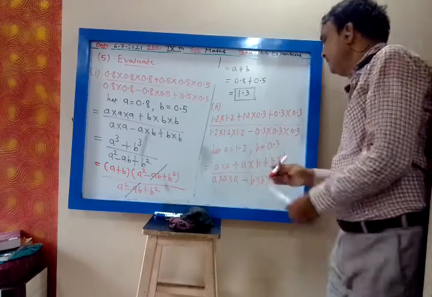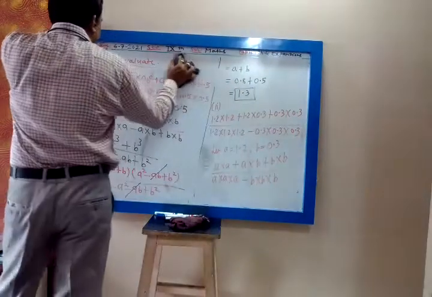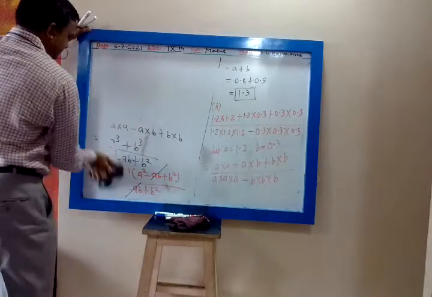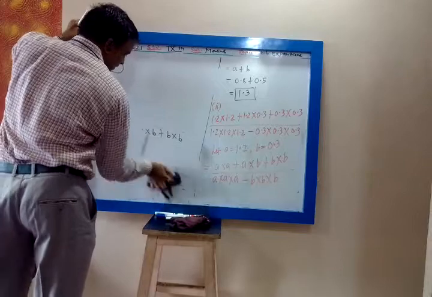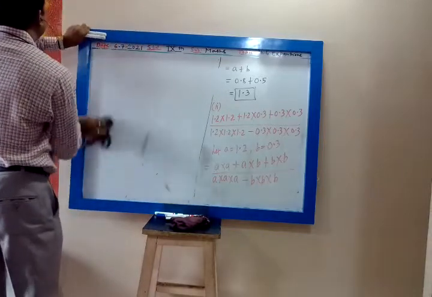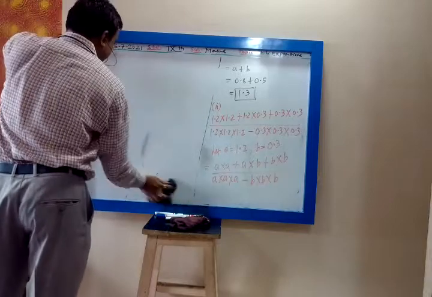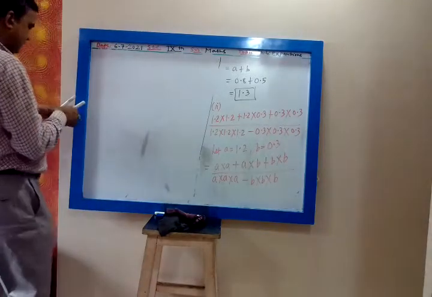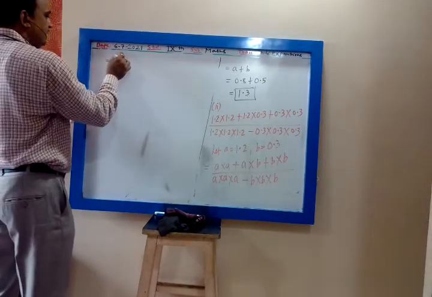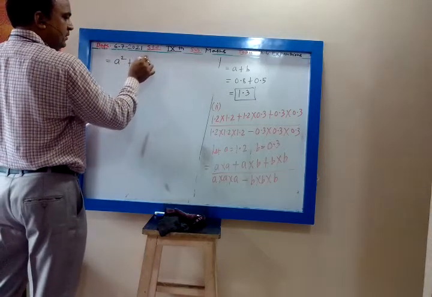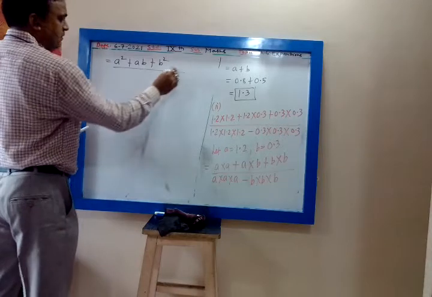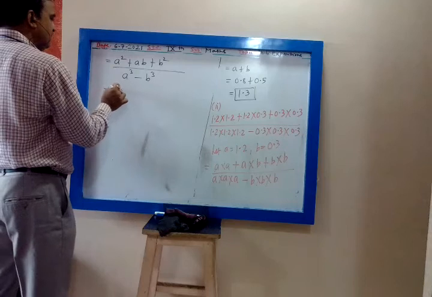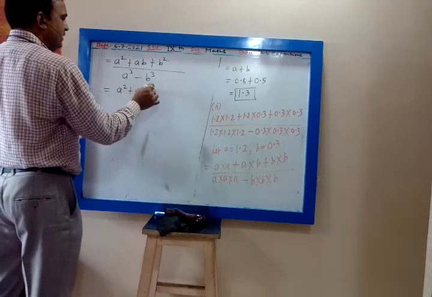Let us see what happens. A into A is A square. So we write A square plus AB plus B square upon A cube minus B cube. So that is A square plus AB plus B square. Numerator we keep as it is.